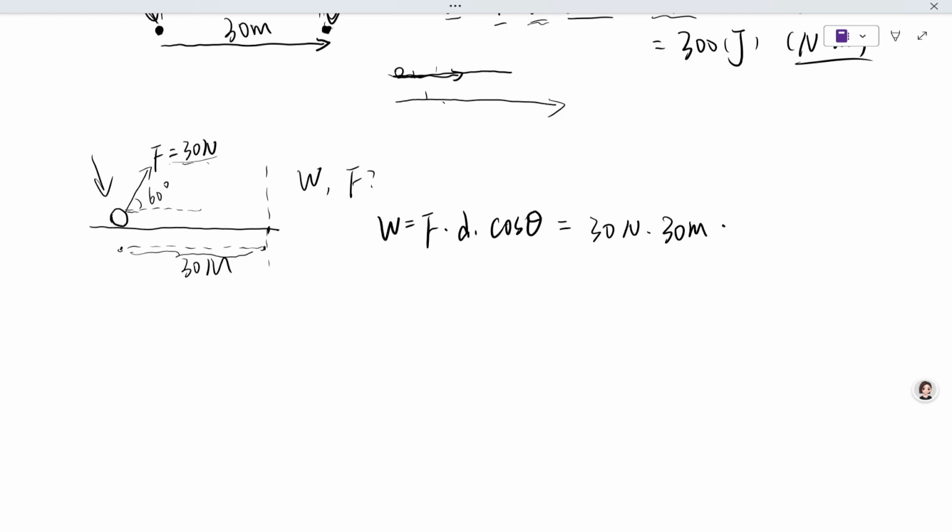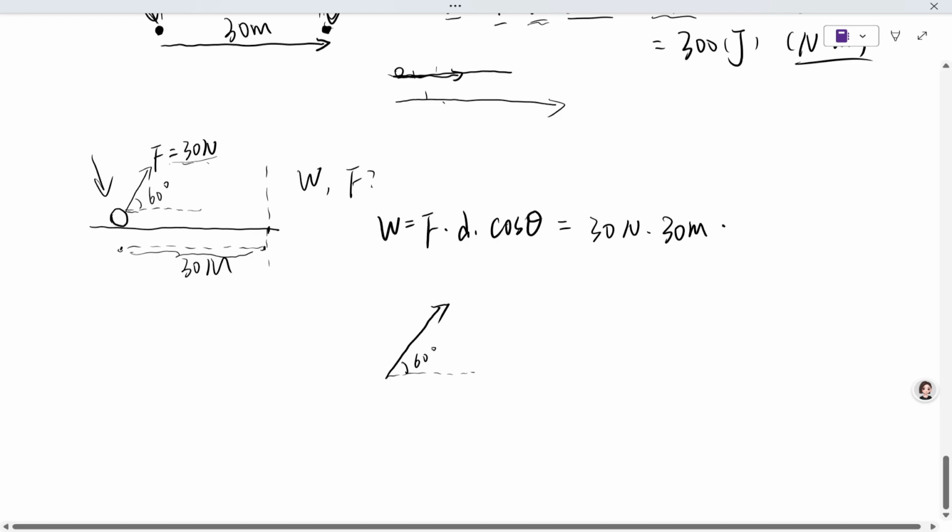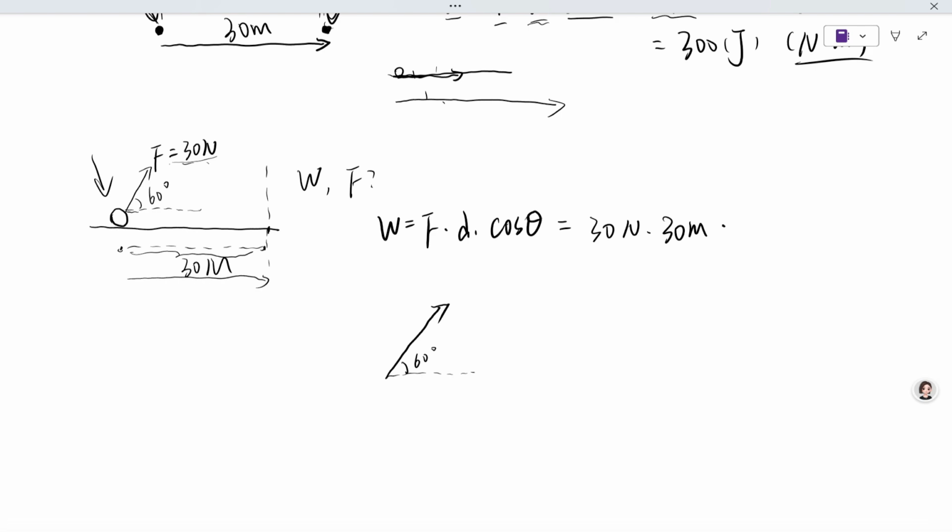The direction of the force is pointing that way. It is also 60 degrees above the ground surface. And the direction of displacement is like this, because it starts from this position and ends at this position, which means the displacement's direction is pointing that way. What is the angle between them? It is 60 degrees, which means we can write down cosine 60 degrees over here. What is cosine 60 degrees? It's 1/2. So the answer will be 450 joules.